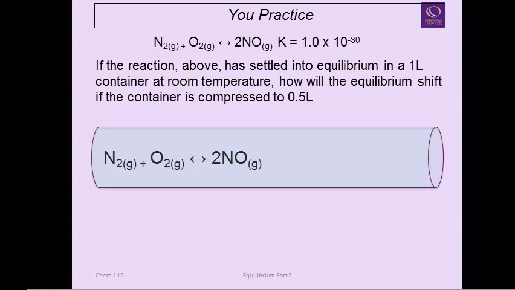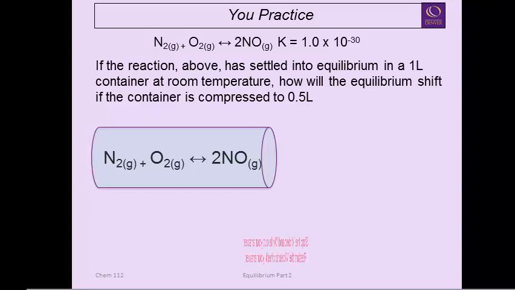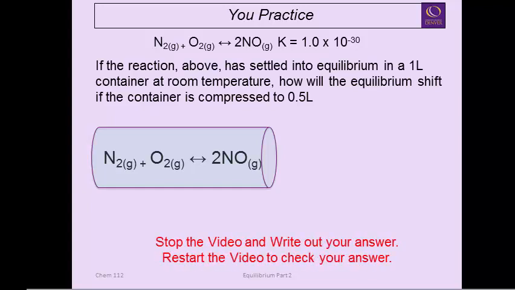The concentrations are such that they equal 1 times 10 to the minus 30 in the equilibrium expression. Now all of a sudden you quickly compress this thing by changing the volume in half. It's now half a liter. How would this equilibrium shift in response to that? So look at the problem, think about the situation, and write your answer. When you're done, you can restart the video and check your work.